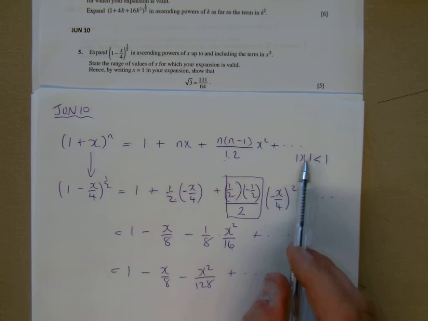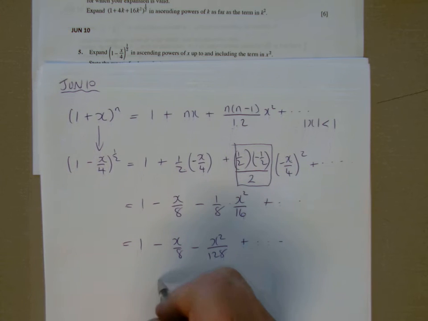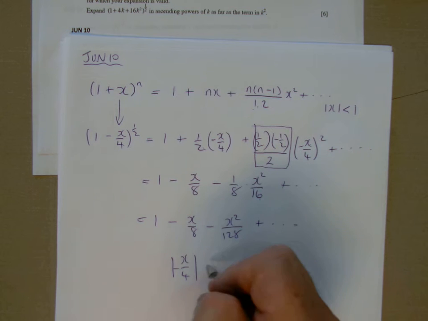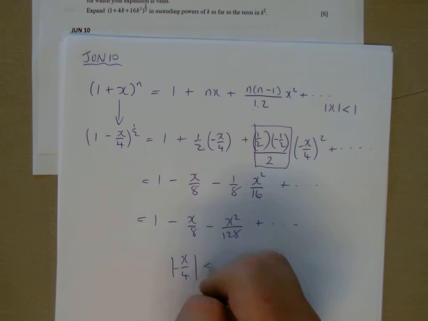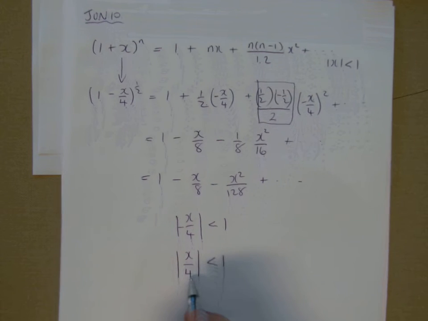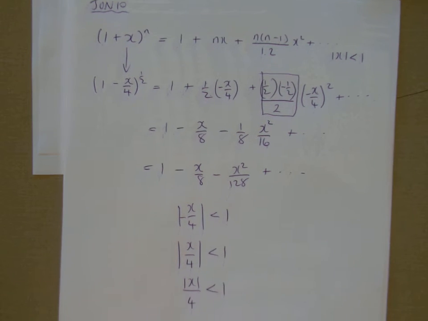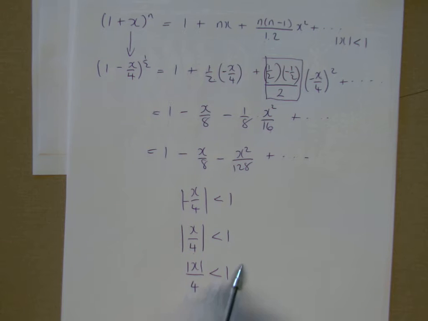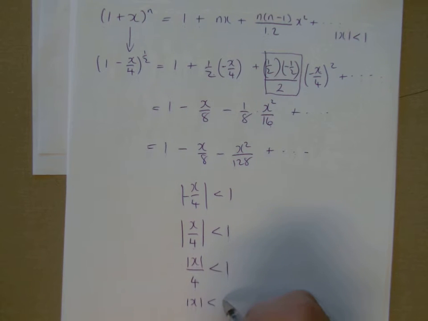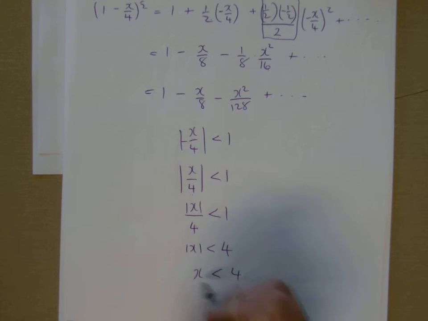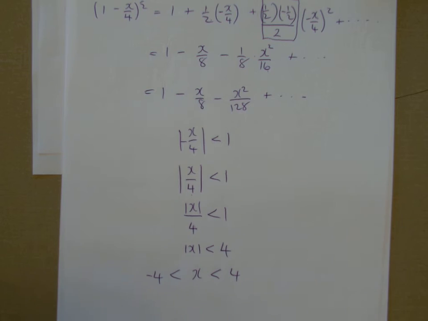They then ask what it is valid for. Remember that part is in the formula booklet, so we replace x with minus x over 4, using the modulus, minus x over 4, less than 1. Remember with the modulus, the minus disappears, and when we're dividing by 4, we can take that 4 out of the modulus if you want to be detailed about it, because it's positive, a constant. Take it up and do the opposite of divide, which is times, 1 times 4, which is 4. So the size of x has got to be less than 4. So it could be less than 4 or greater than minus 4. Okay, there's our answer there.